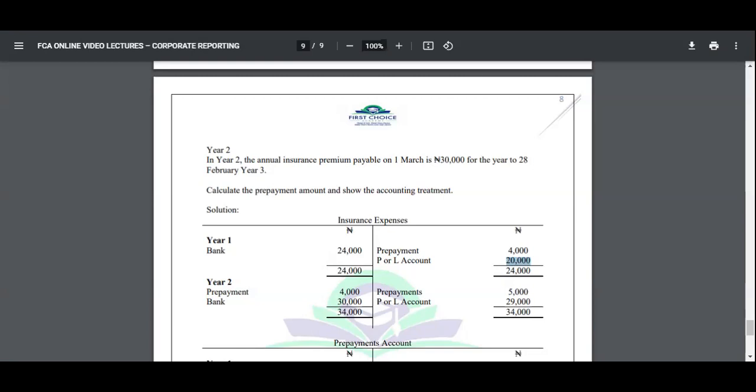Now, the opening balance will be 4,000 naira prepayment plus his new annual premium insurance again for another 12 months of 30,000 naira. So we do 30,000 naira divided by 12 times 10, which is giving us 29,000 naira. 29,000 naira is the premium amount that is paid for this particular year.